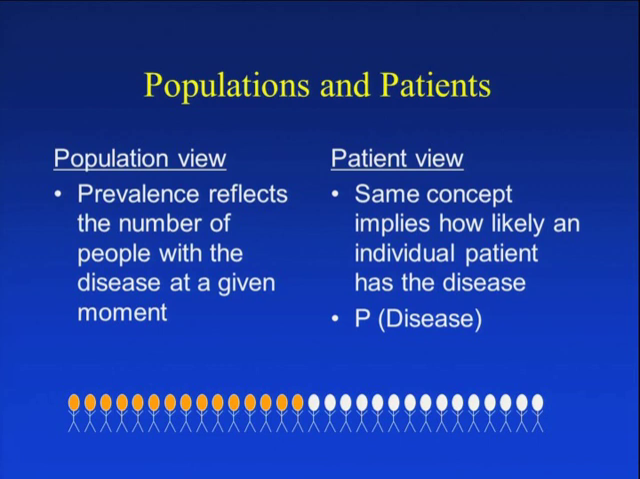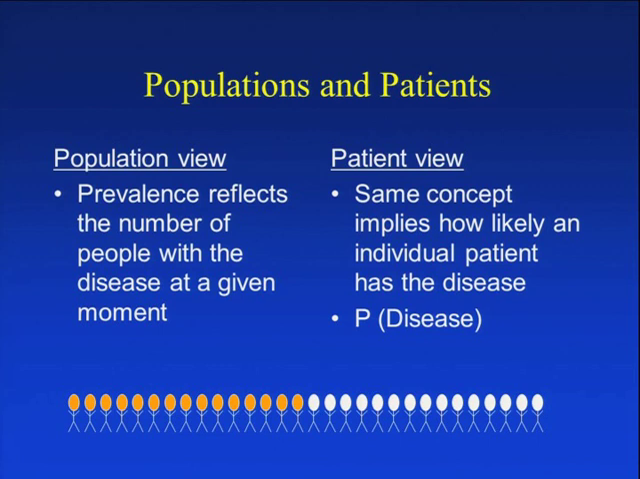But at the patient view, we have to understand that the same concept implies how likely an individual patient has a disease. In other words, my pre-test probability for a patient of having the disease before I get the diagnostic study is exactly analogous to the prevalence of that disease in the population being studied. Why is that the case?